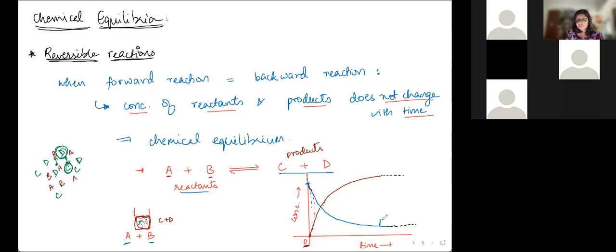So the concentrations of reactants A and B and of products C and D do not change. They're parallel lines. Time is changing, but the concentration remains the same. They're at this point only. After the reaction happens, the products and reactants both still stay in the container. They're not going to jump out of the container, right? All of them are still there in this beaker only, unless you do something to change that.